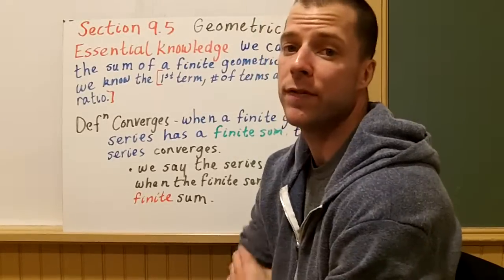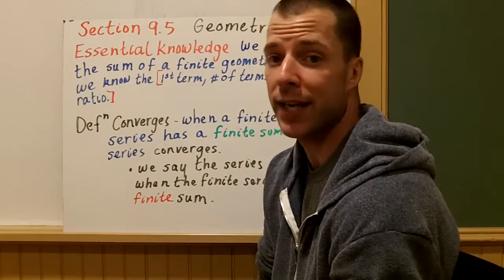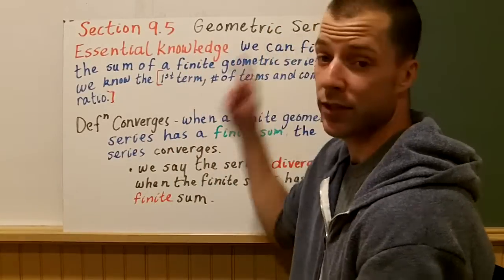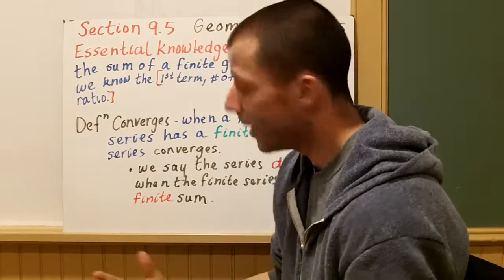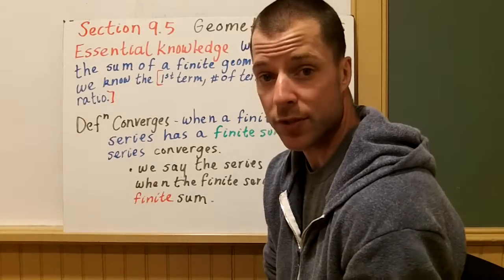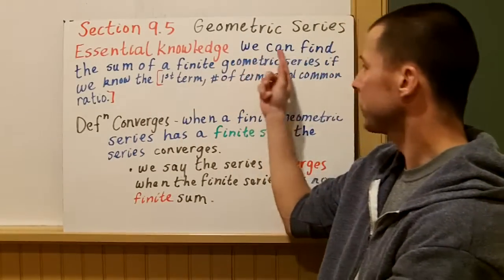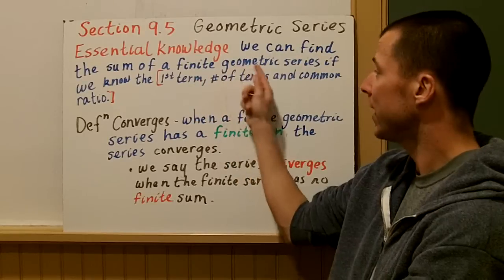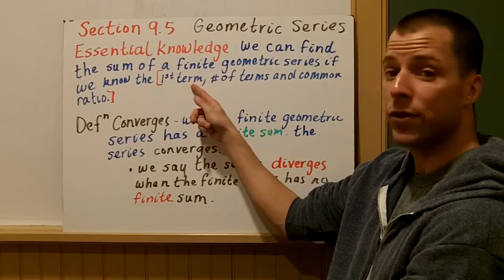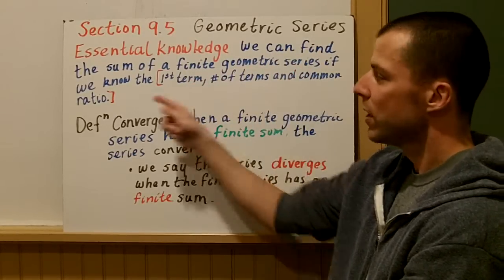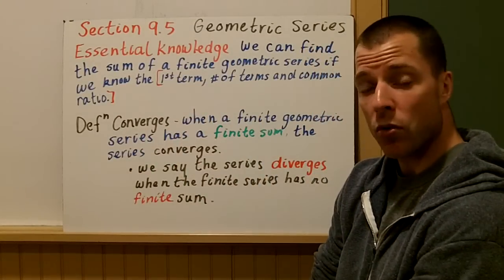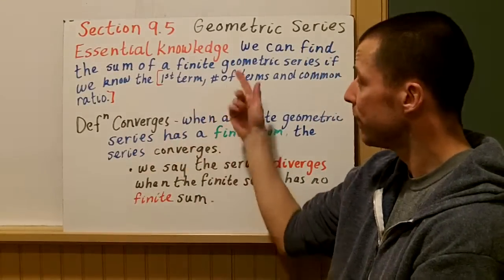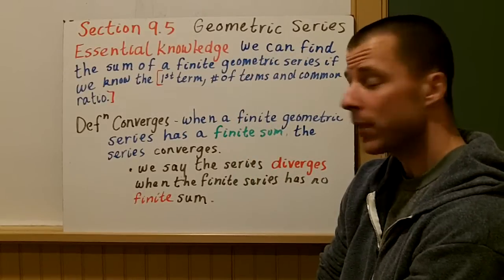Alright guys, welcome to the final section of Chapter 9, and it's going to be on geometric series. We've spoken about arithmetic series in our last section, and now it's time for geometric series. So, essential understanding: you can find the sum of a finite geometric series if you know the first term, the number of terms, and the common ratio. So there's three things that we need to know in order to find that finite geometric series sum.